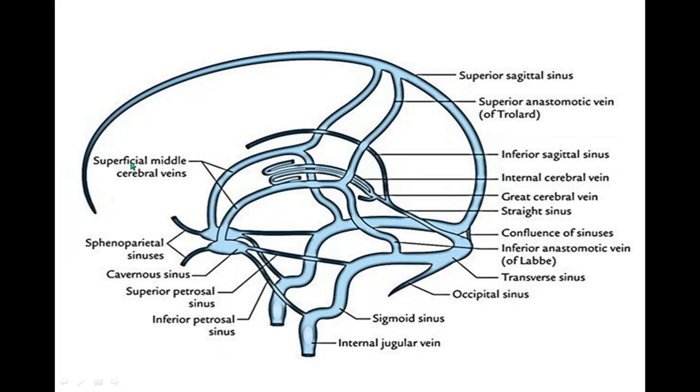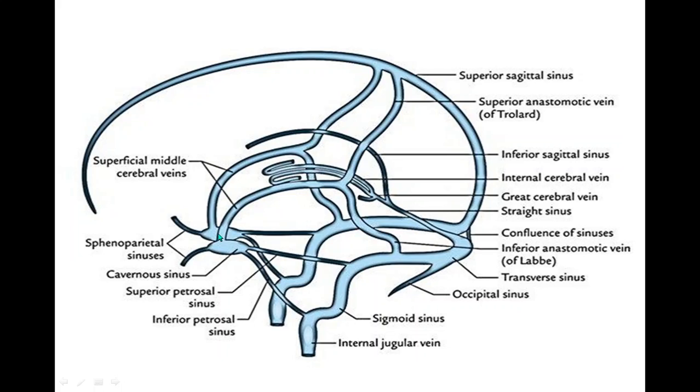You already know the dural sinuses. They are the superior sagittal sinus, then you have inferior sagittal sinus, then transverse sinus, then sigmoid sinus, which continues as the internal jugular vein. Then you have some other small venous sinuses, that is superior and inferior petrosal venous sinuses. Then very importantly on the anterior side, on either side of the sphenoid bone, you have the cavernous sinus. So all these are the dural venous sinuses.